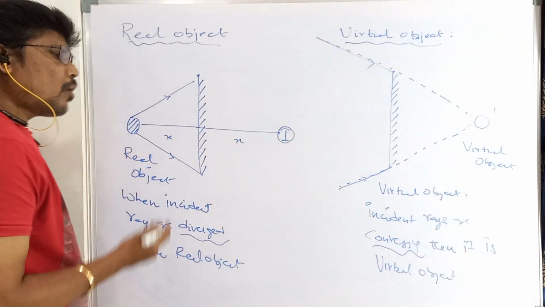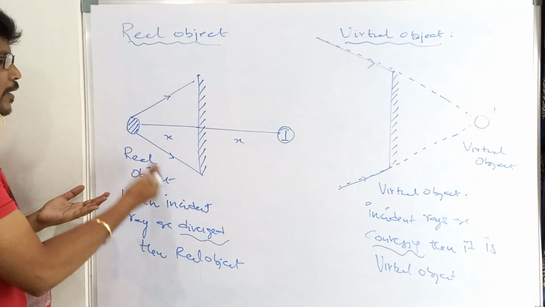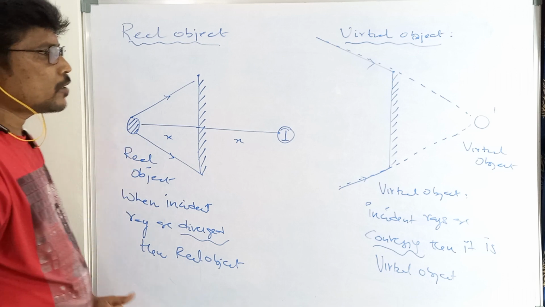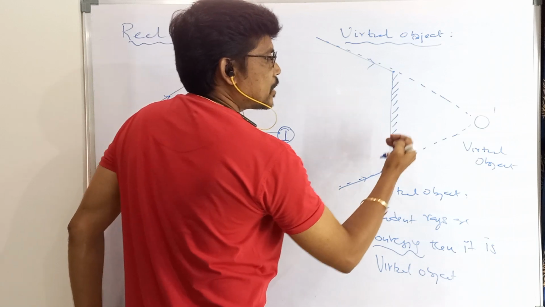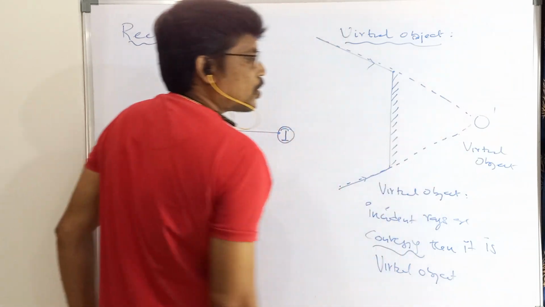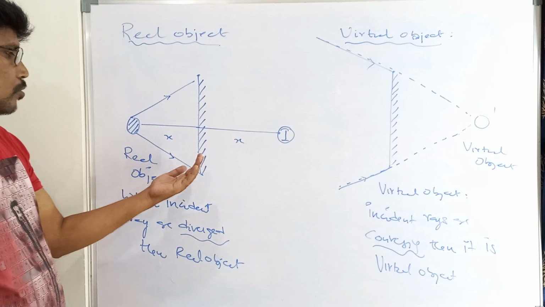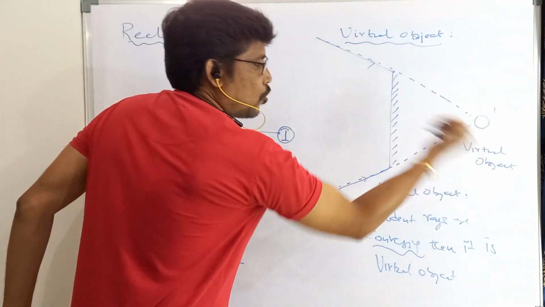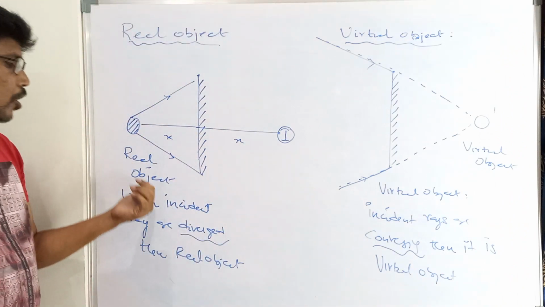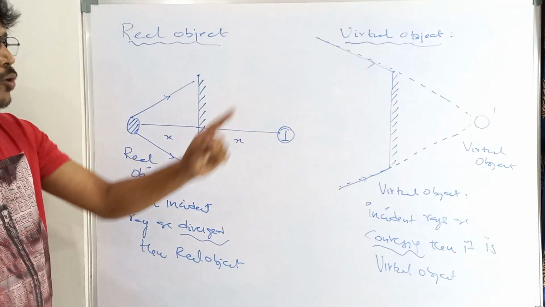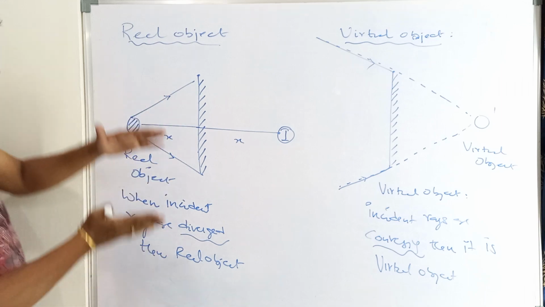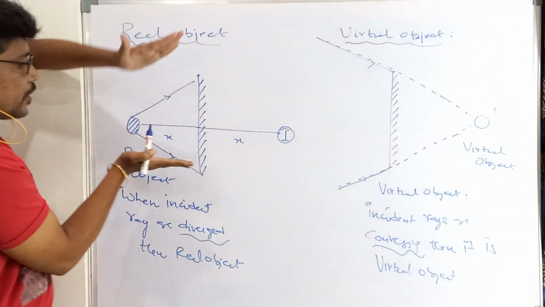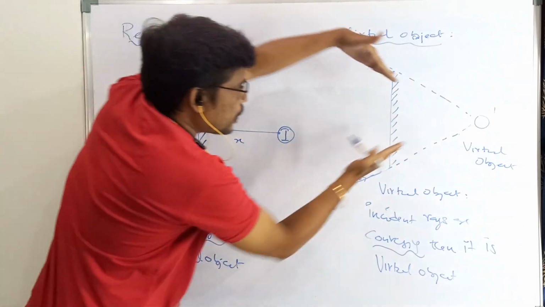So in a real object, the incident rays are diverging, and in a virtual object, the incident rays are converging. Simple thing. Or you can say that if the object is in front of the mirror, you call it a real object, or if the object is behind the mirror, you call it a virtual object. One thing to keep in mind: here the incident rays are diverging, here the incident rays are converging.